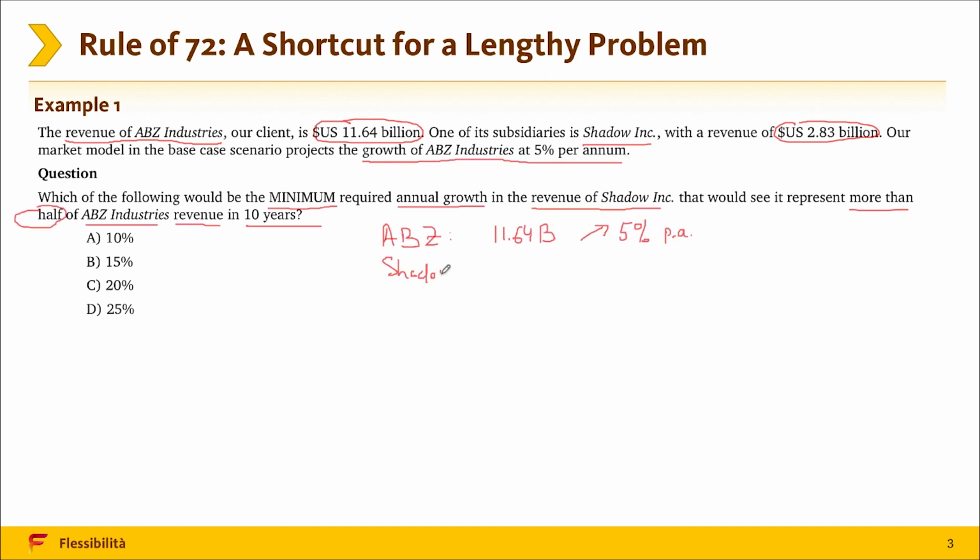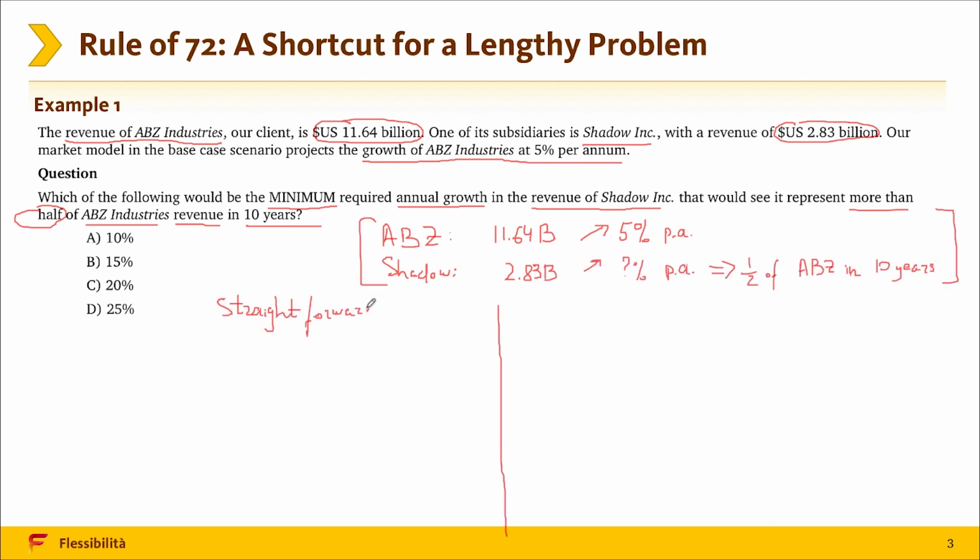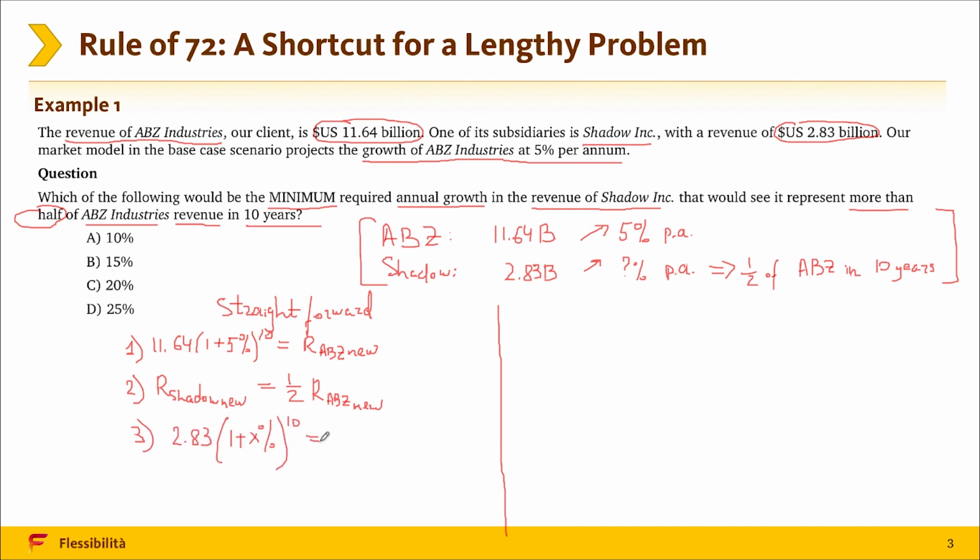So here's our problem, and we have two ways of solving it: the straightforward way and the roundabout. First of all, we would find the revenue of ABZ, perhaps using the contribution margin. Then we would calculate the revenue of Shadow as half of the revenue of ABZ. Then we would need to calculate the growth rate of Shadow that would help it reach the desired revenue. But the problem is that in this case, besides the long computations, we would also need to compute this guy here, which might be a nightmare in a PST. So I wouldn't really advise you to take this approach.